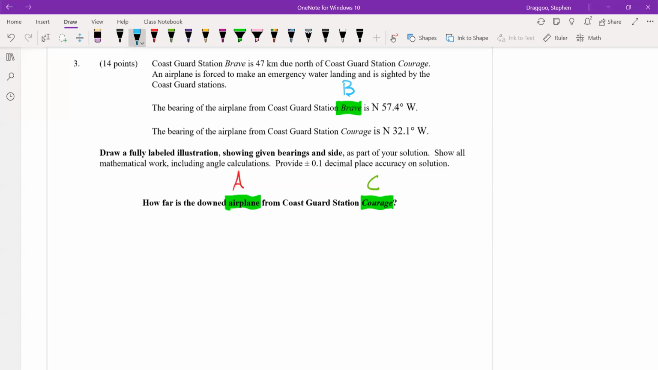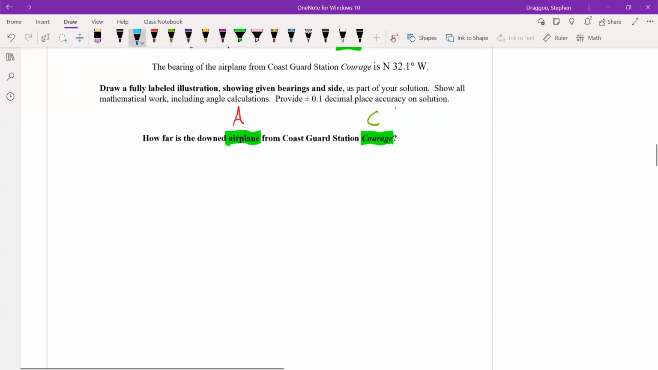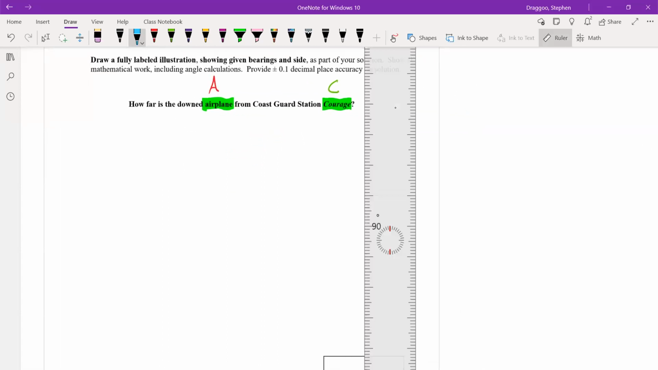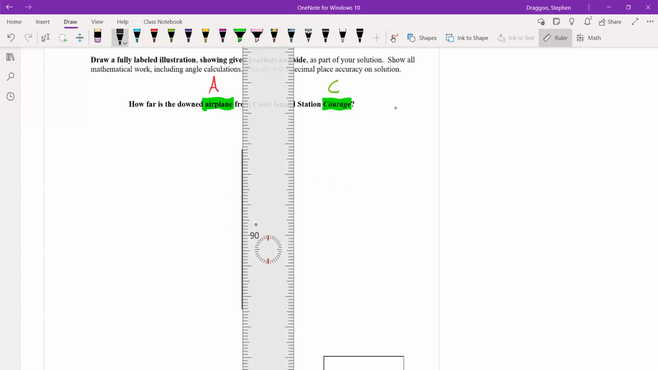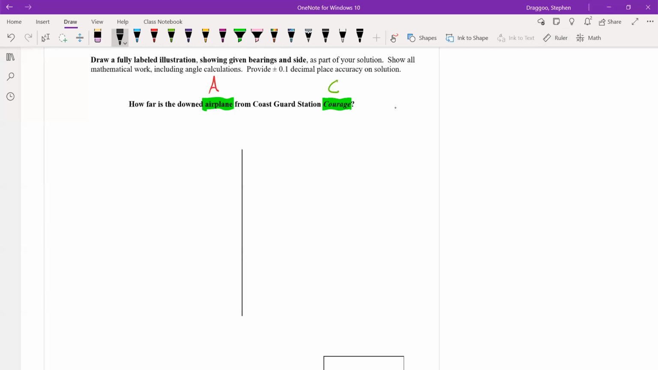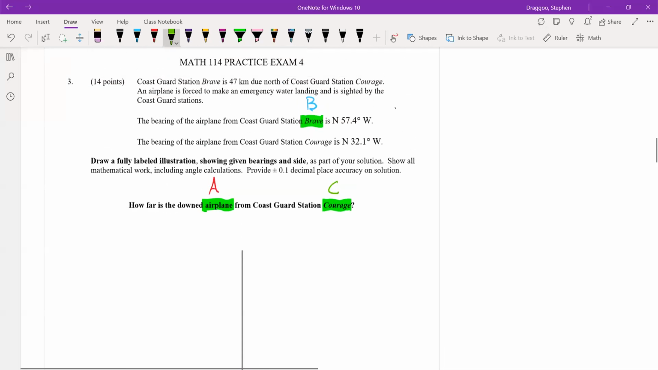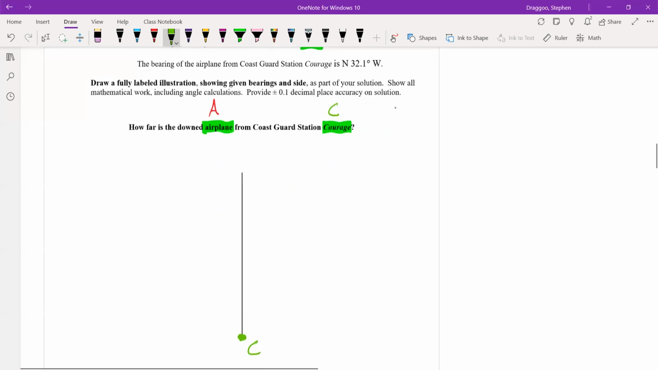All right, and as I was saying, Brave, B. Cool. A, B, and C, conveniently. So let's draw what we have going on. I need a ruler and this colored pen. So on here, I've got Courage. What did we say at the beginning? Brave is 47 kilometers due north of Courage. So I'm going to draw a line that runs north and south, and then label my two Coast Guard stations, B for Brave and C for Courage.